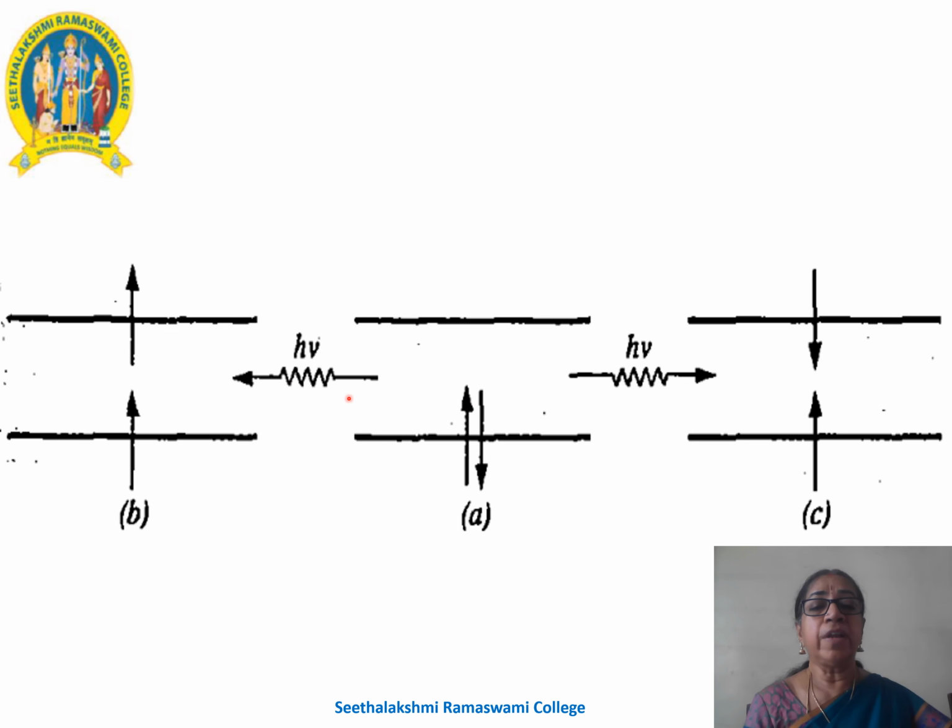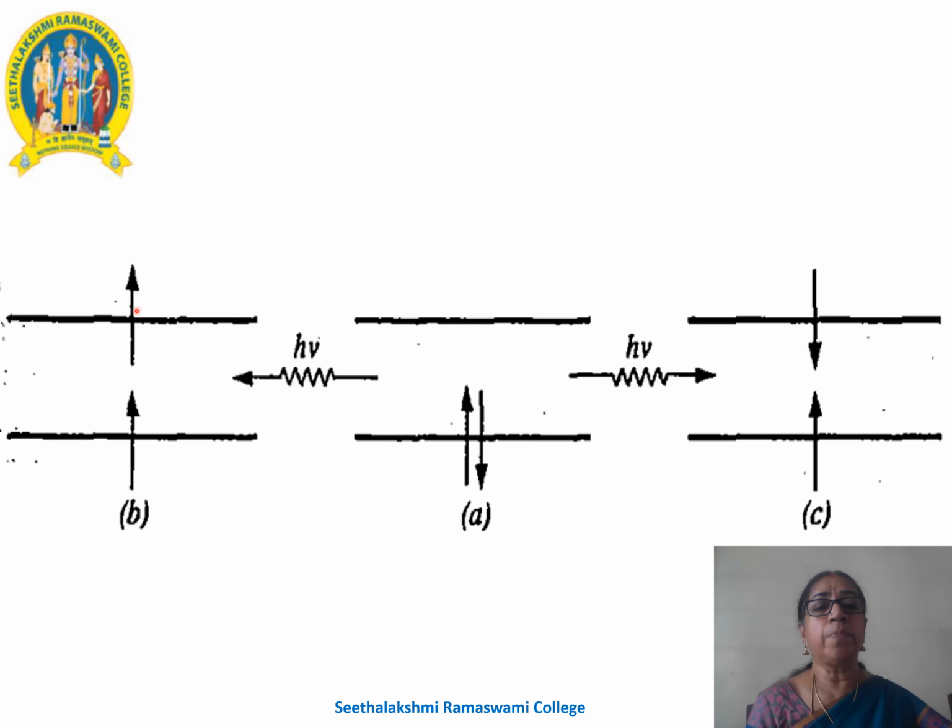By absorption of light radiation, which is absorbed in the form of photons, one photon is equal to h nu, one of the electrons from the ground state gets excited to the higher energy state. Two chances are there for the electron in the excited state. It may have a positive spin value, that is plus half, or it may have a negative spin value, minus half.